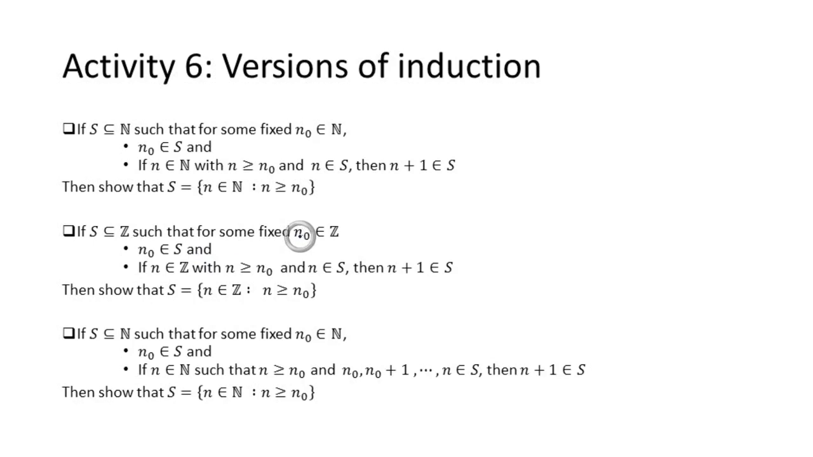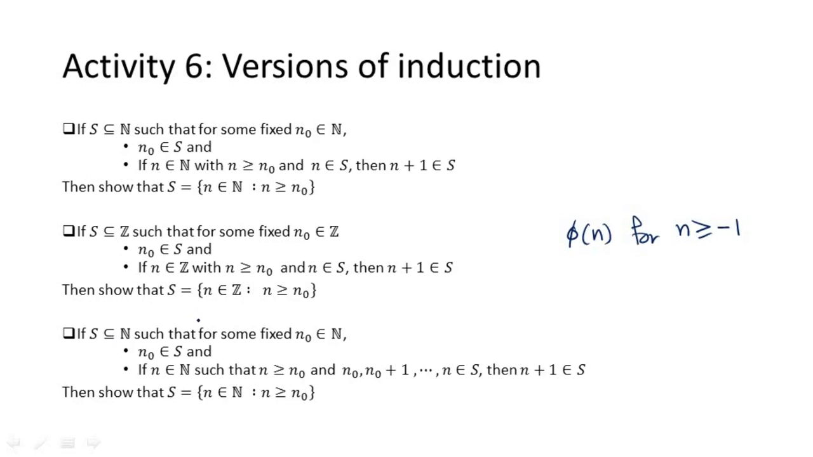For some fixed n naught belonging to S, and for every integer greater than or equal to n naught, if n belongs to S, then we can show that n plus 1 also belongs to S. Then the principle of induction guarantees that S is equal to the set of all integers greater than or equal to n naught. For example, we can use this version of induction to prove some property is true for all integers greater than or equal to -1.